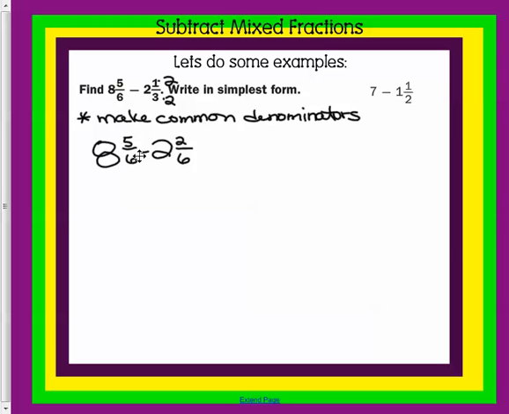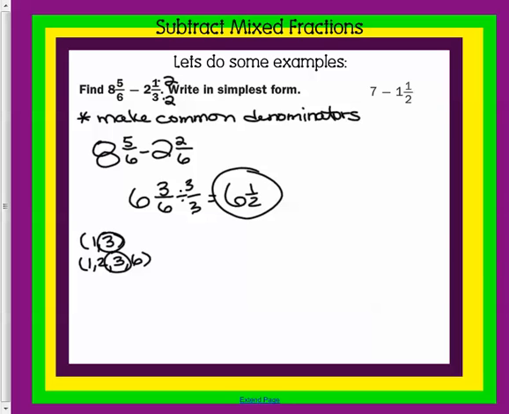Now I can look at this and say, yeah, 5/6 minus 2/6 gives me 3/6, and 8 minus 2 gives me 6. So 6 and 3/6. Uh-oh, just kidding. We have to simplify. So 6 and 3/6. What are the factors of 3? 1 and 3, and the factors of 6 are 1, 2, 3, and 6. So I'm going to factor out a 3. By dividing by 3 over 3, I can simplify to 6 and 1/2.